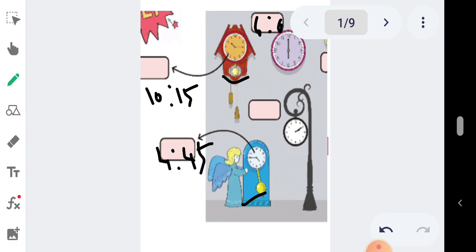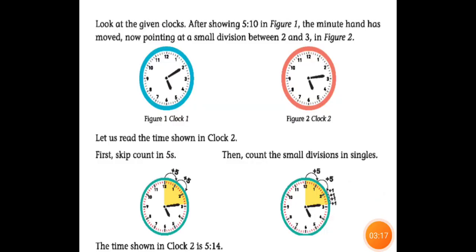Then both the hour hand and the minute hand are in 2. It is 2:10. Very good, children.